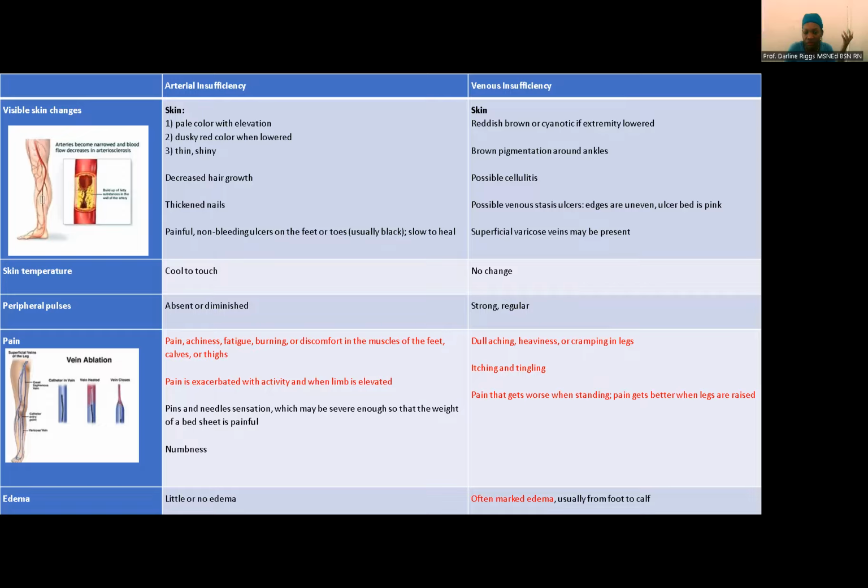Arterial, pain is exacerbated when the limb is elevated. Pain for venous, pain gets better when the leg is elevated. So they're opposite. Work on one and you know the other. Arterial slight edema, venous lots of edema. Okay, so don't get this question wrong.